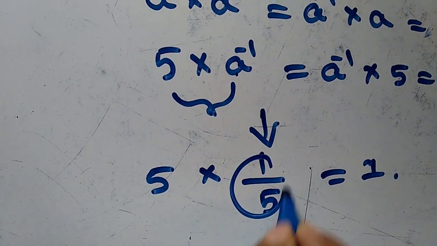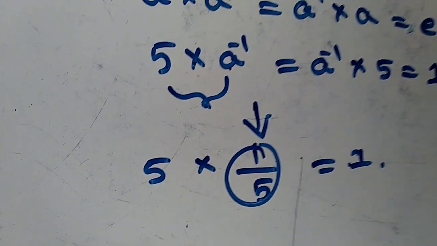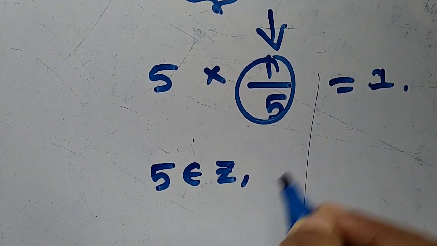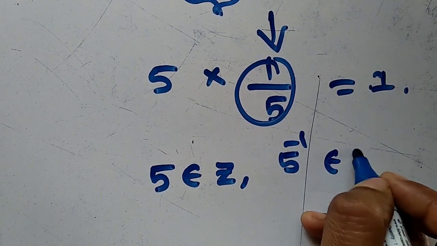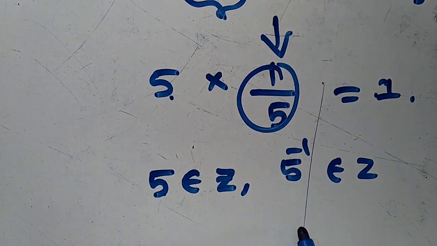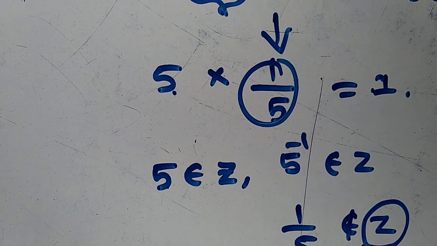Right? So other than this, no numbers will give you 1 as your answer. But what is our condition? If 5 belongs to Z, the inverse of this 5 should also belong to Z only. But what is the inverse of this 5? The inverse of this 5 is nothing but 1 by 5. But this 1 by 5 does not belong to Z.